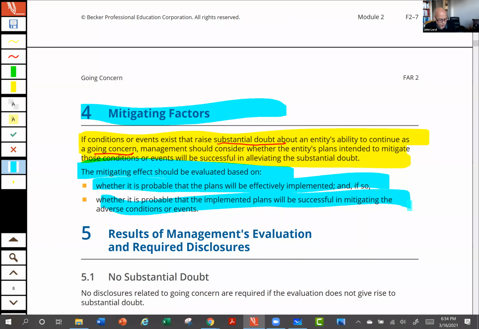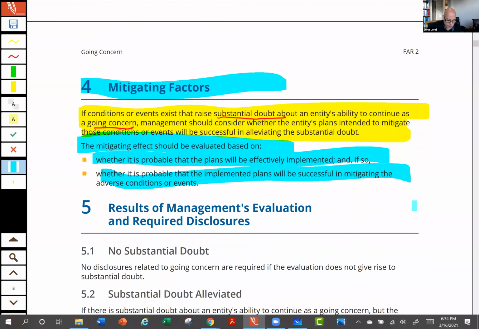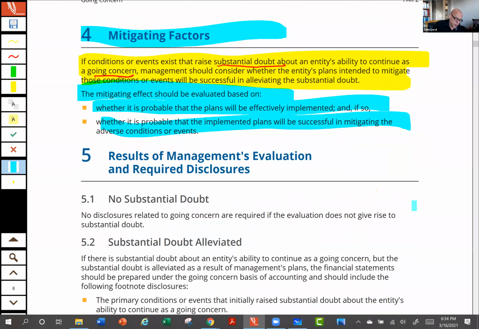Now, after you look at the potential going concern issues and you look at mitigating factors, if there's no substantial doubt about the entity's ability to continue as a going concern, then no disclosure is required. Okay, notice substantial doubt is a key phrase here. If there is substantial doubt about an entity's ability to continue as a going concern, but you have these mitigating factors, then the substantial doubt is alleviated.